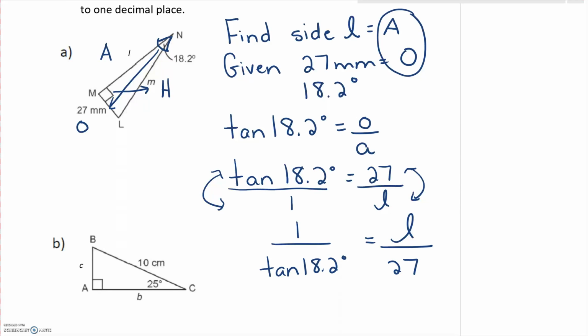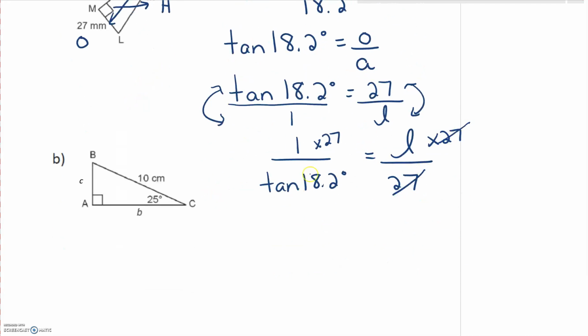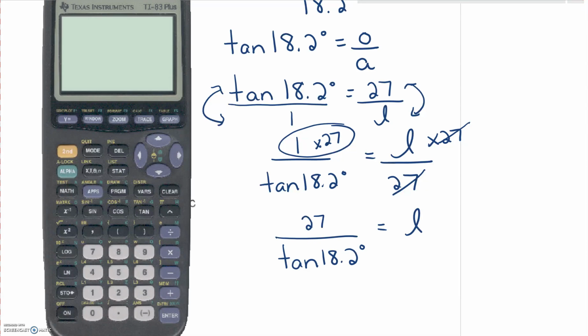At this point, we can cancel out the division by 27 by multiplying both sides by 27. So I do 1 times 27, which is 27. Tan of 18.2 degrees equals L. Remember that this line means to divide. Okay, so it's very important to know that when you do this in your calculator, that you're going to be dividing 27 by tan of 18.2. So 27 divided by tan of 18.2. This is what it's going to look like when I press enter.